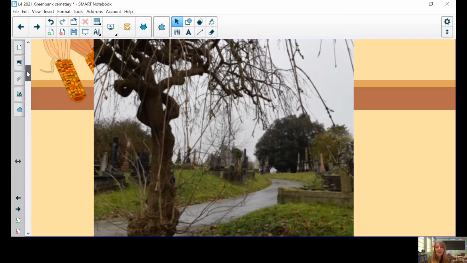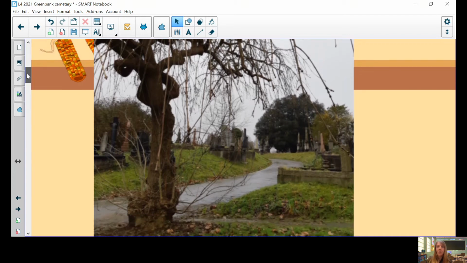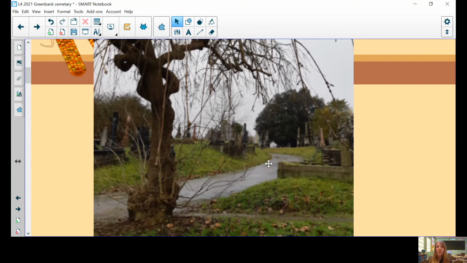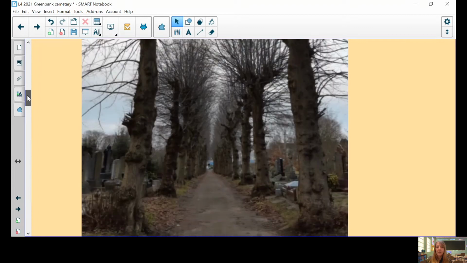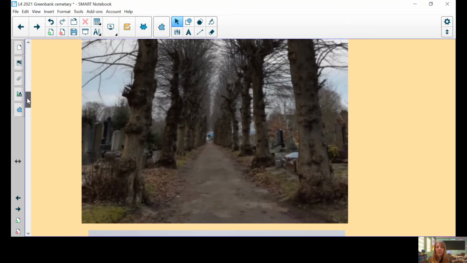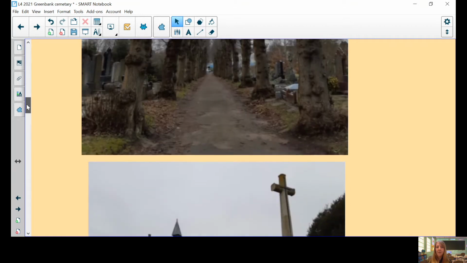So I told you already that those pathways, when we looked at the aerial view, go all the way through the graveyard. You can see there are gravestones on either side of the paths where people have been buried for many, many years.